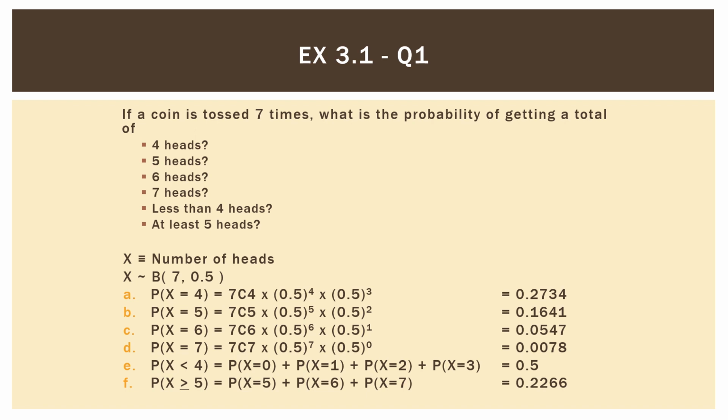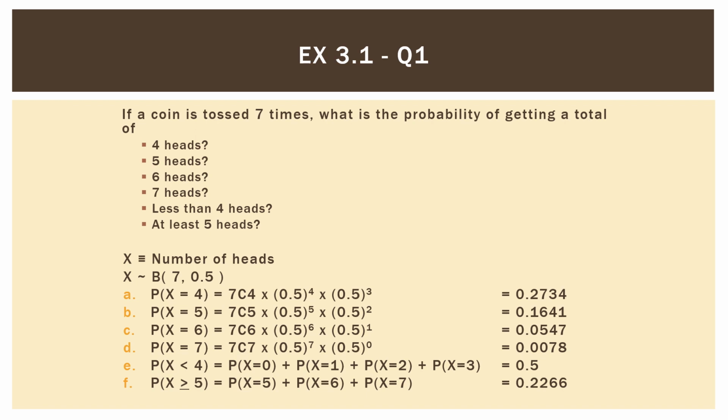Question 1. What is your n? Your n is 7. Why? You toss the coin 7 times. What is the probability of getting a head? When you toss a coin, the probability of getting a head is 0.5, so your p is 0.5. Why? Because your event is the number of heads. So you follow accordingly. Understand or not?